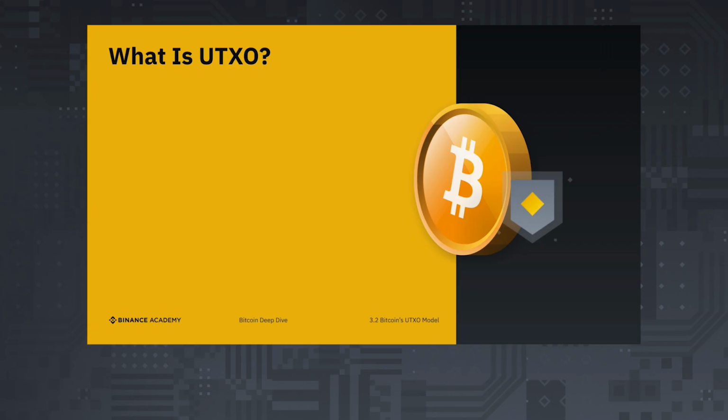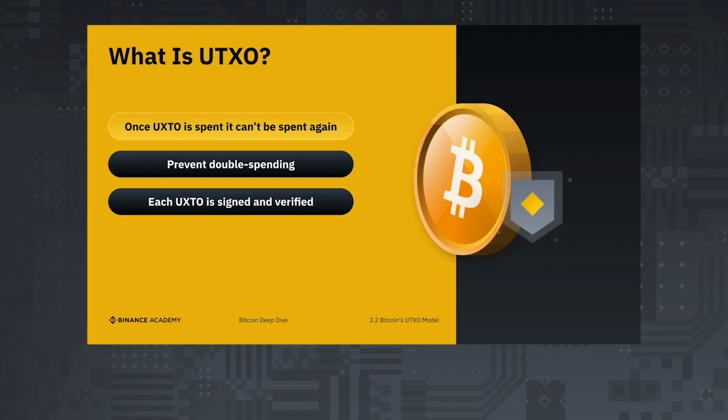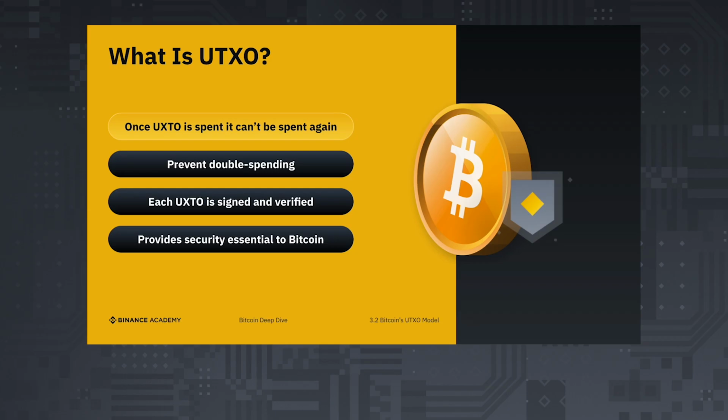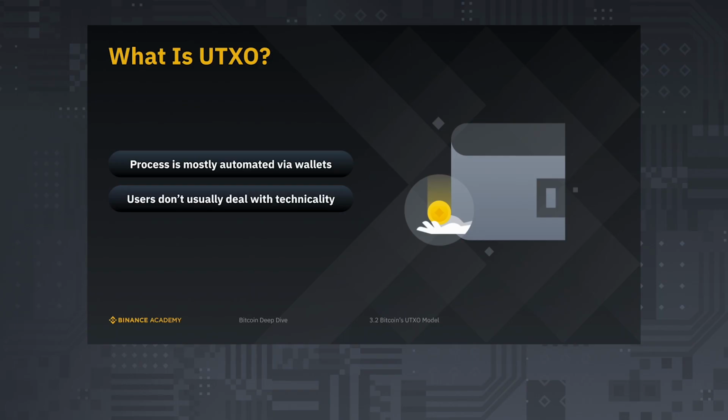As you can see in this example, once a UTXO is spent, it cannot be spent again, therefore preventing double spending. Each UTXO is also individually signed and verified, providing robust security that is essential for the trustworthiness of Bitcoin and other cryptocurrencies that use this model. While this might sound incredibly complex, it's important to note that this process is mostly automated by Bitcoin wallets. Users like Alice and Bob don't usually need to deal with the technical details of the process or create transactions A and B. They only need to specify the amount they want to send or receive.